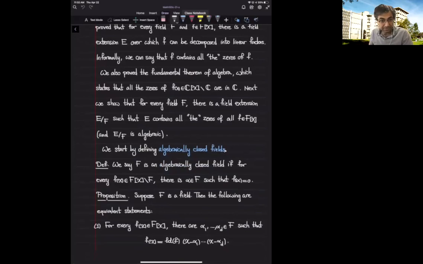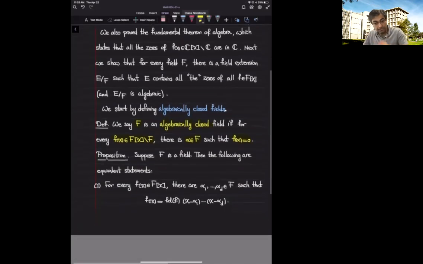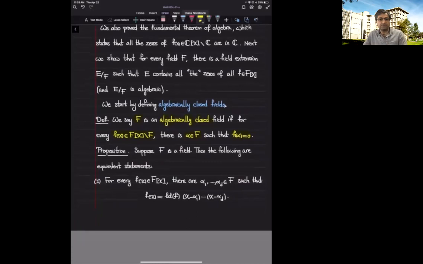We say a field F is algebraically closed if every non-constant polynomial that I give you with coefficients inside F has a zero inside F. If every non-constant polynomial with coefficients inside the field F has a zero inside F, then we say this field is algebraically closed. As we have pointed out, the complex numbers, using the fundamental theorem of algebra, form an algebraically closed field.